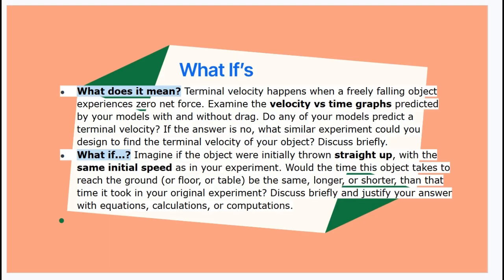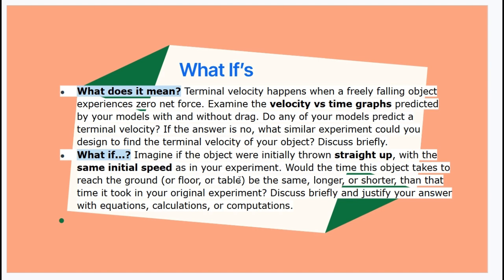So what does it mean? Terminal velocity happens when a freely falling object experiences zero net force. So examine the velocity time graphs. Do any of your models predict terminal velocity? The answer would be yes for the no drag model, because the net force is 0, so it's moving at a constant velocity. However, with the drag, that is not terminal velocity, because we're assuming that drag is canceled out.